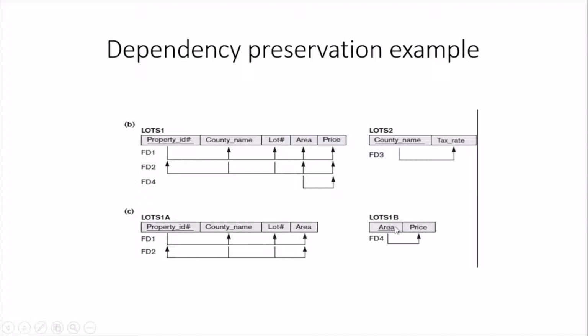So area is now a primary key, and area to price will be in 3NF, and already these are in 3NF. Either when you have X to Y, either X is a super key or Y is a prime attribute. So all the conditions are satisfied. Now this is in 3NF and it preserves all the dependencies in the original relation. So this is a dependency preservation example.